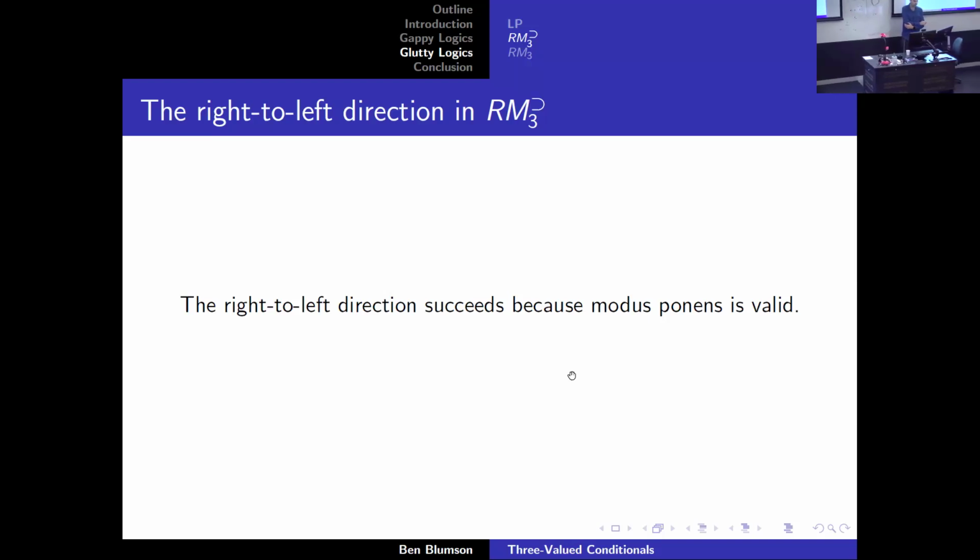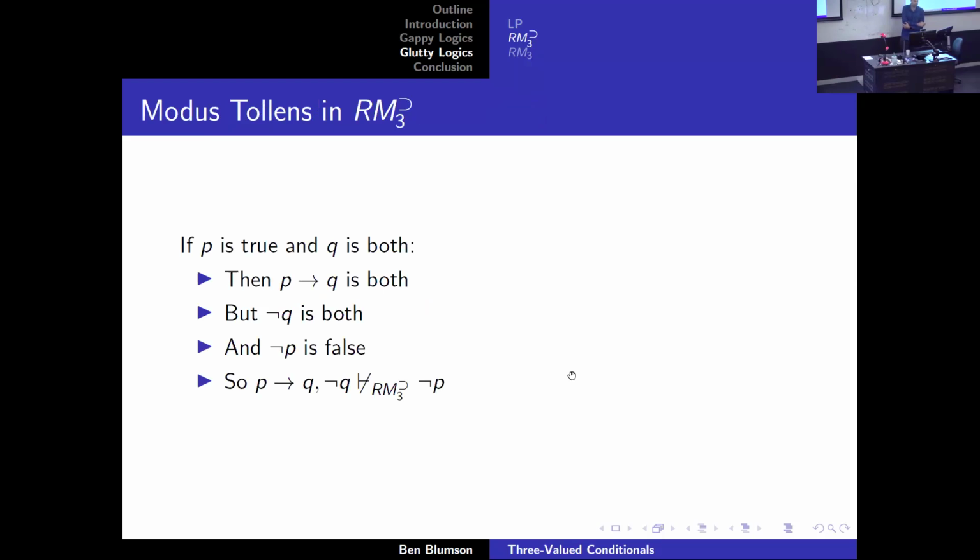Okay, so for L3 hook, the cost of this is that you lose modus tollens and contraposition. Let's just talk about modus tollens for the sake of time. In this logic, if P is true and Q is both, then "if P, then Q" is both. "Not Q" is also both, but "not P" is false, because P is just true. So "if P then Q" and "not Q" are both true, but "not P" is false, so modus tollens, this argument at the bottom, is invalid.